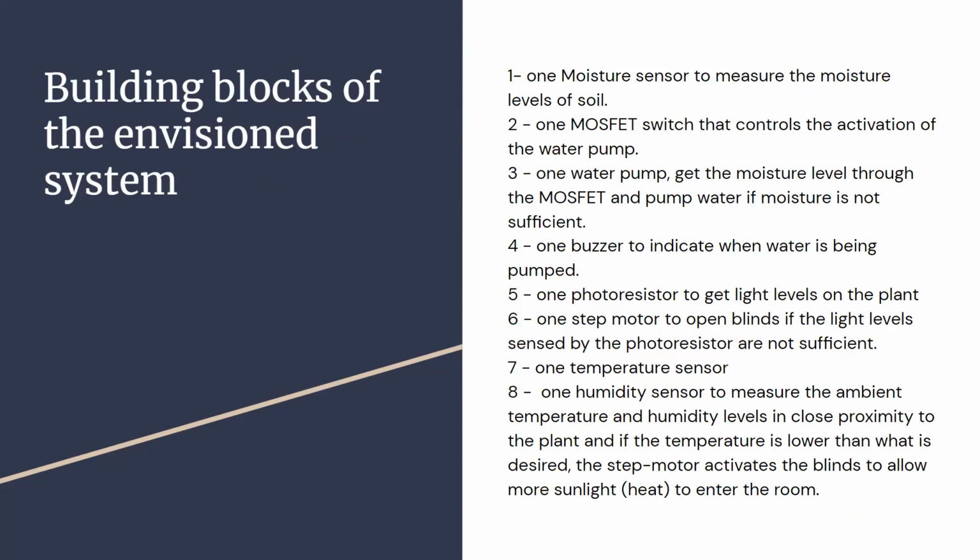when water is being pumped, one photoresistor to get the light levels on the plant, one step motor to open blinds if the light levels sensed by the photoresistor are not sufficient for optimal plant growth, one temperature sensor, and one humidity sensor to measure the ambient temperature and humidity levels in close proximity to the plant. And if the temperature is lower than what is desired, the step motor will activate the blinds to allow more sunlight to enter the room.